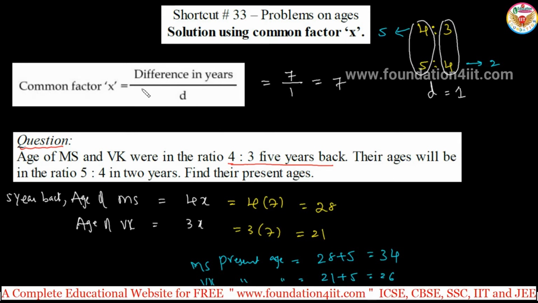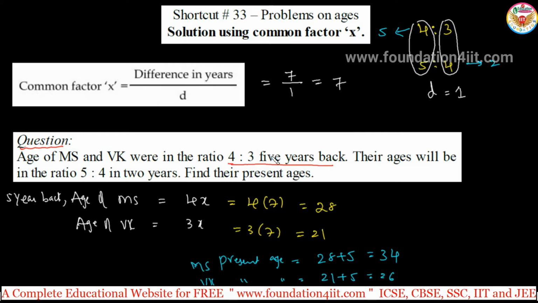So to find the common factor x, this exists only when the D value is the same. When the first and second differences are the same only, we can apply difference in years by D. Okay, any number of years, like for example 10 years back and after 3 years ratios. So difference in years is total 7 years in this case, and this difference only must be the same, not side to side.